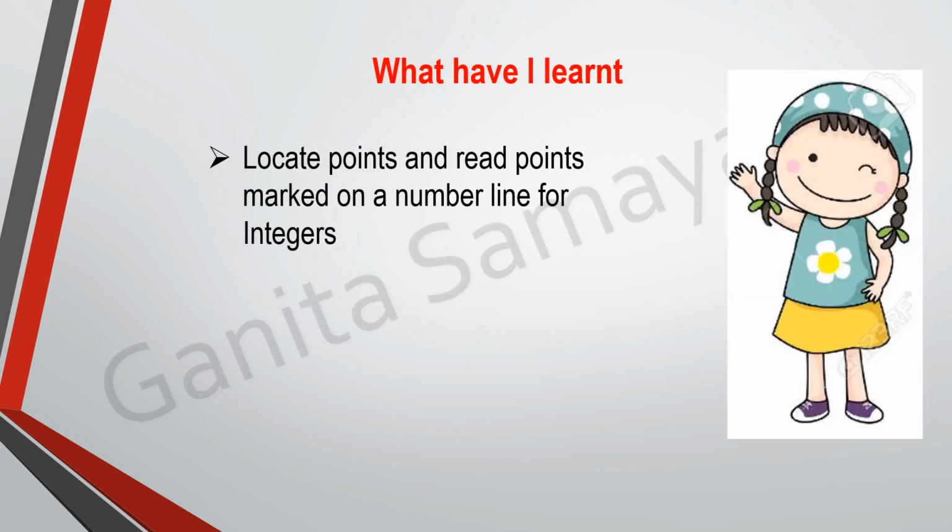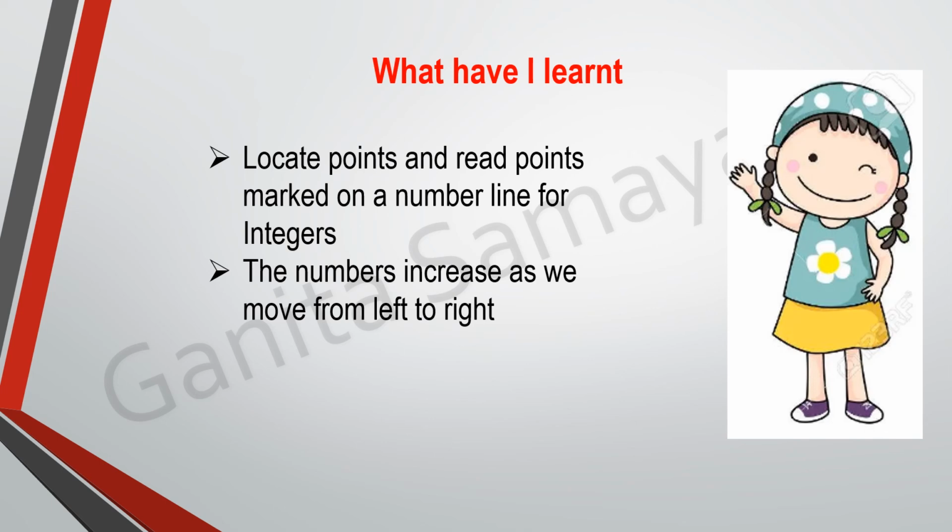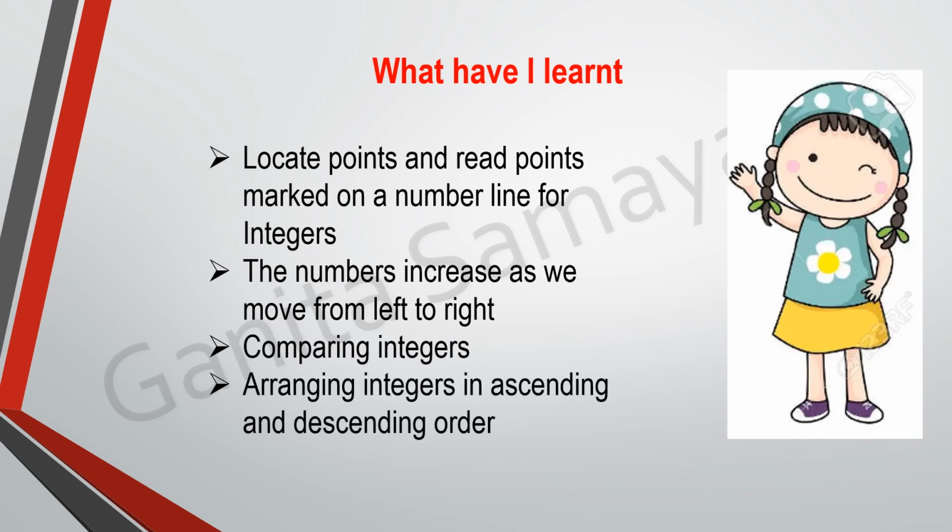So what have we learned today? We have learned how to locate points and read points marked on the number line. Isn't it, children? We know how to draw a number line. We know how to locate the points, and given a point, you know how to read it also. Then we know that the numbers increase as we move from left to right. As a result, we know how to compare integers, and we know how to arrange integers in ascending and descending order. All these we have learnt today. I hope you all have understood and enjoyed the class as well.